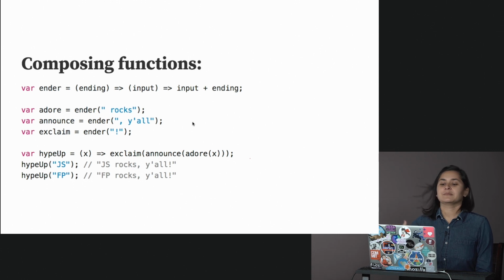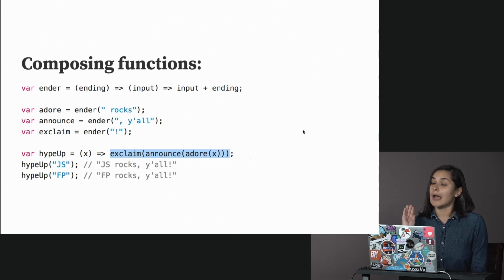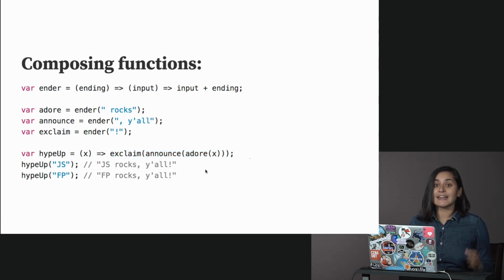Now, I probably don't think each of these are super useful on their own, but I could put them all together into a function that I might call hype up, where I take in some value x, a string in this case, and then what I'm going to do is say that I adore it, say that it rocks, announce that, say, hey, y'all, and then exclaim that. So add an exclamation point so that you know that I'm really hyped up about it. So if I hype up JS, I can say, JS rocks, y'all, woo! And if I hype up FP, I say, FP rocks, y'all, really excited, huh?